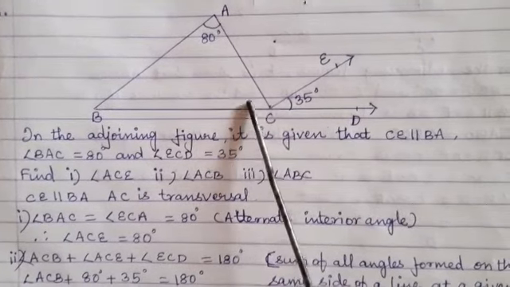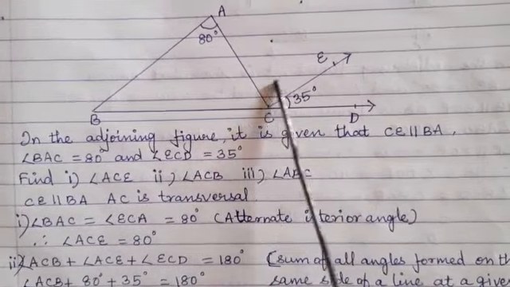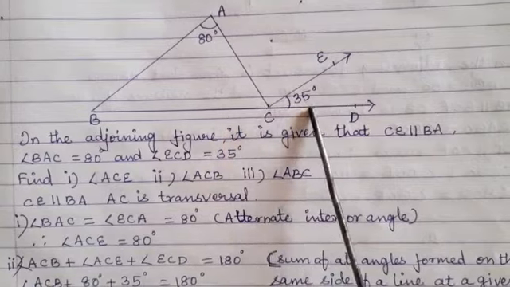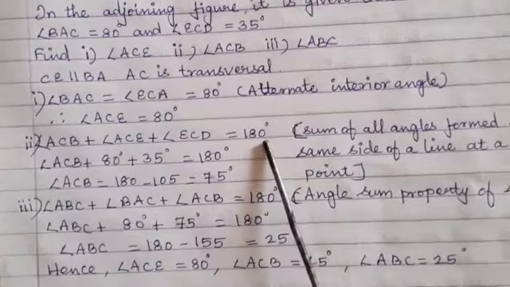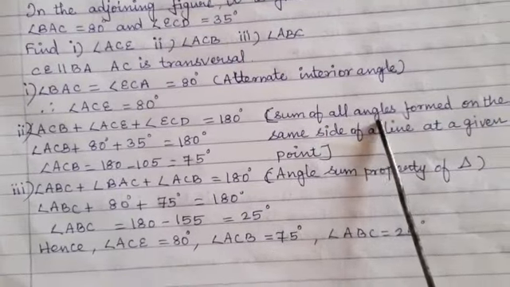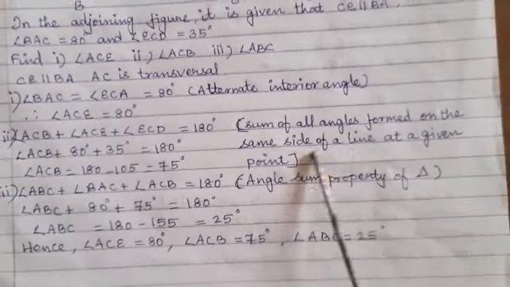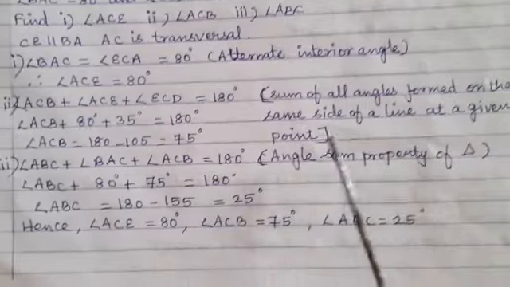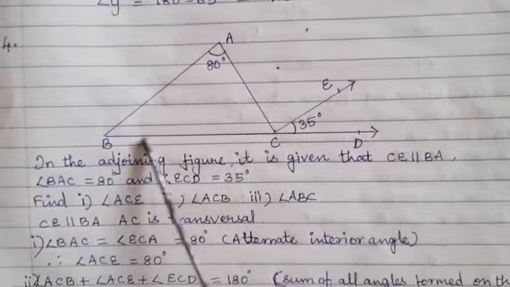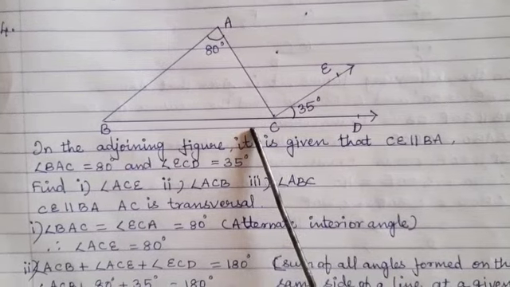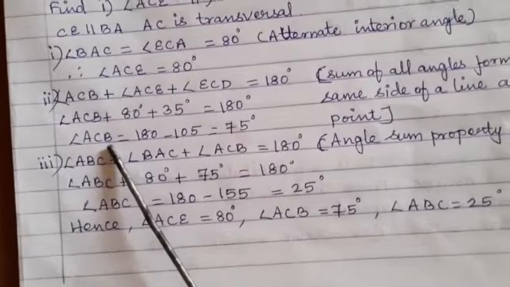That is, the angles on the same side of the line form a linear pair. That is 180 degree, that is a straight line. So here 180 degree. Reason is sum of all angles formed on the same side of a line at a given point. So ACB we have to find out. What is ACB? Now we have to find out.